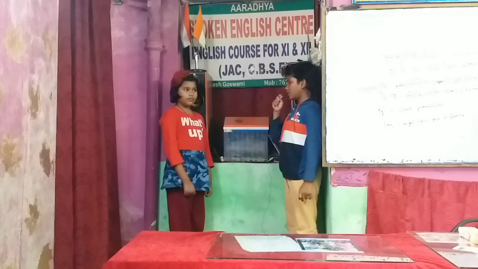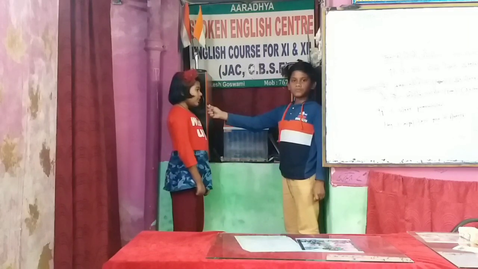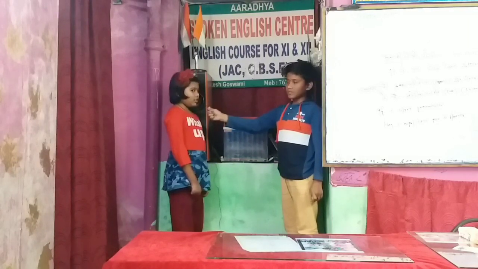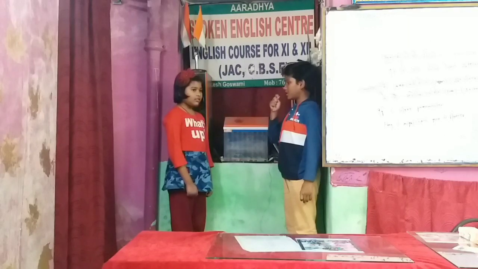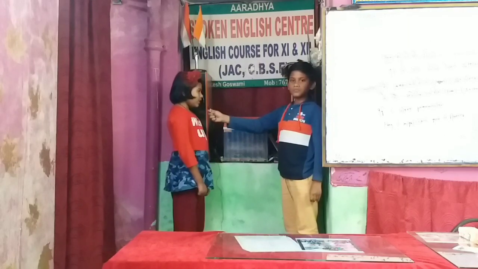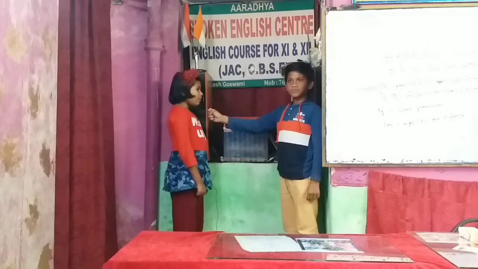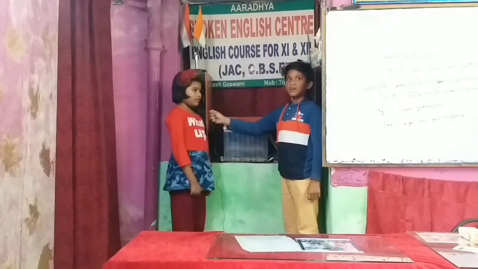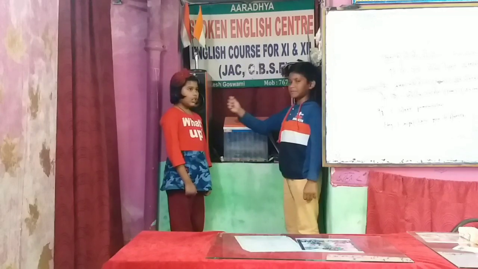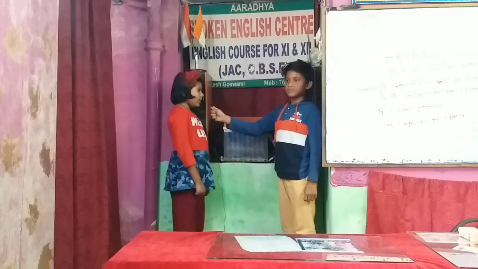How many days in a leap year? There are 366 days in a leap year. How many weeks in a month? There are 4 weeks in a month. How many weeks in a year? There are 48 weeks in a year. How many months in a year? There are 12 months in a year.